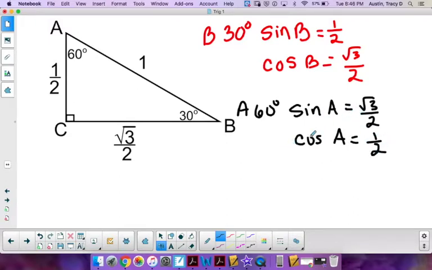Okay, very, very important because these are actually going to be part of our unit circle. They give us very specific measurements and very specific things that we do with them. Okay, so make sure those are written down in your notes for the 30, 60, 90. Very, very important based on these measurements.